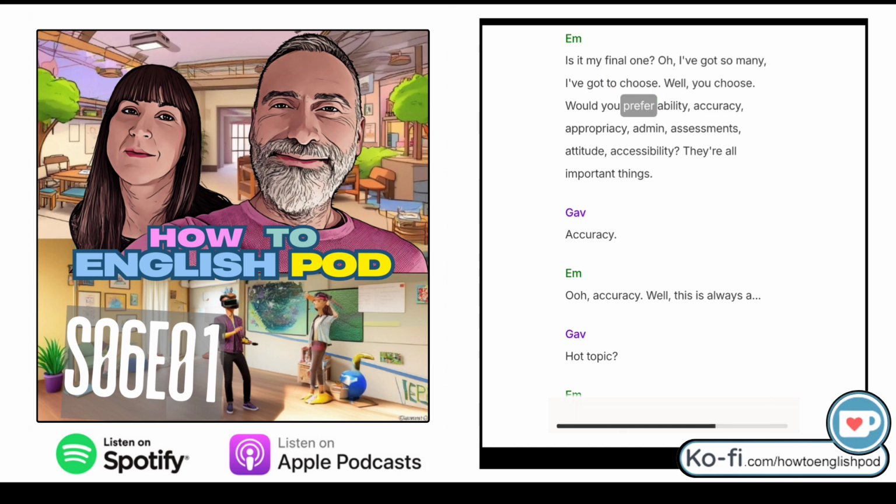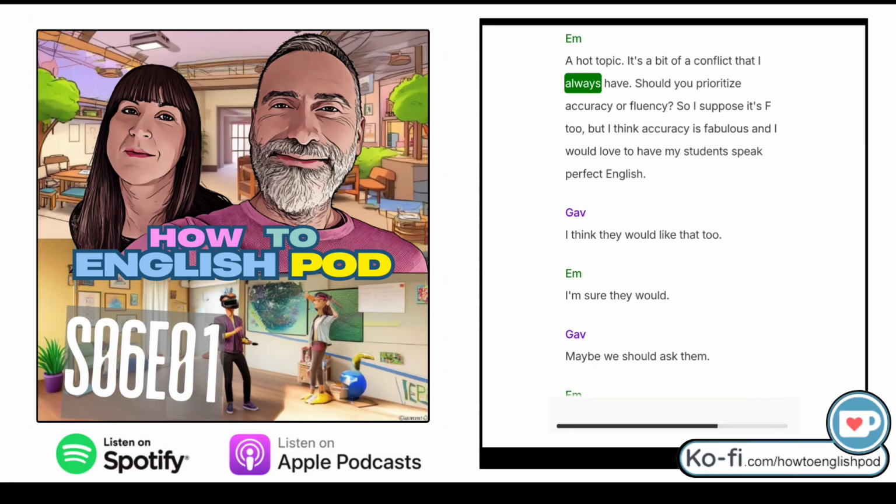Would you prefer ability, accuracy, appropriacy, admin, assessments, attitude, accessibility? They're all important things. Accuracy. Oh, accuracy. Well, this is always a hot topic. It's a bit of a conflict that I always have. Should you prioritise accuracy or fluency? So I suppose it's F too, but I think accuracy is fabulous and I would love to have my students speak perfect English. I think they would like that too. I'm sure they would. Maybe we should ask them. I have asked them many times.